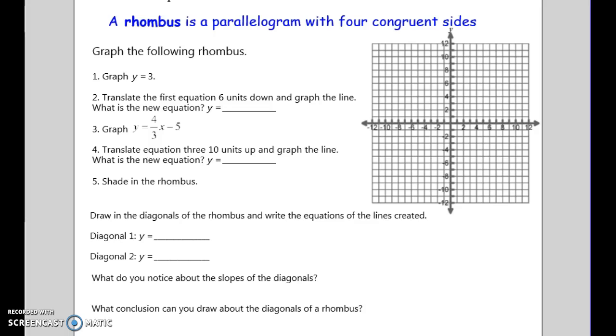We're doing the notes for squares and rhombus that you got yesterday. A rhombus is a parallelogram. It has 4 congruent sides. So what we're going to do first is we're going to graph these.